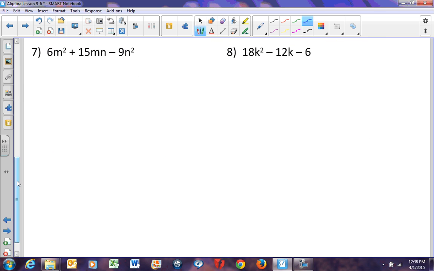Before we can see them: 6m squared plus 15mn minus 9n squared. Now notice this time we have variables on both ends. It doesn't get any harder. Don't worry about it. Don't freak out and don't panic. Just put the variables in at the end.